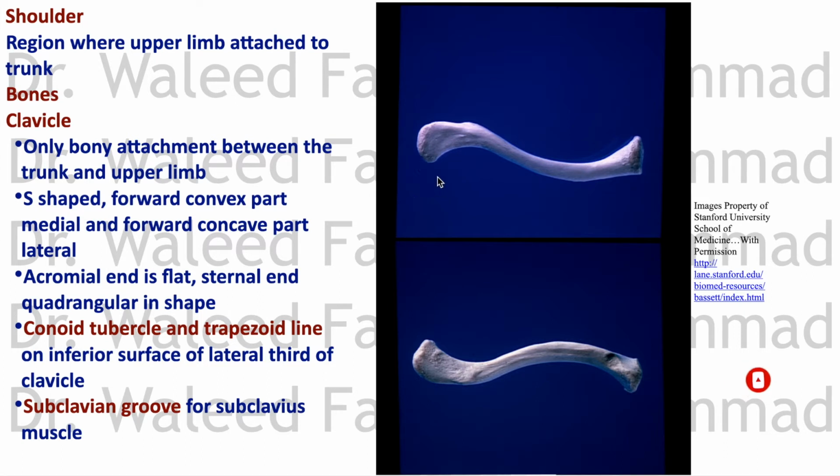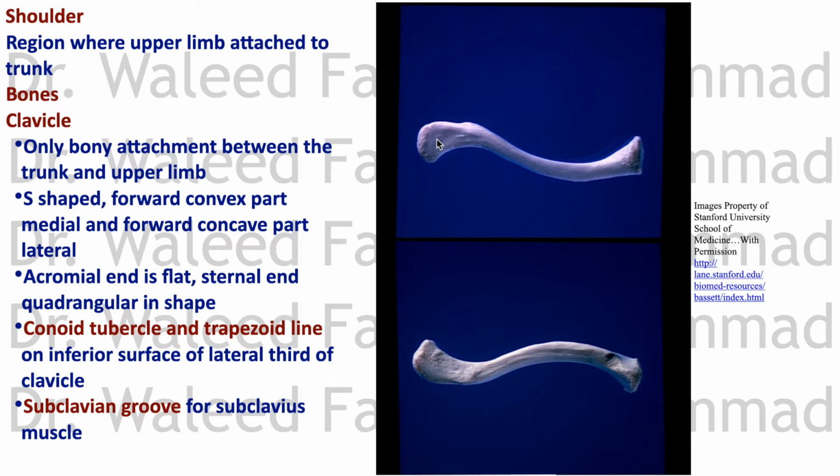The clavicle, the one you see here, this is the right clavicle, by the way, showing the superior surface and inferior surface. It's the only bony attachment between the trunk and the upper limb, through the sternoclavicular joint. It's S-shaped, as you can see here. Medially it's convex forwards and laterally it's concave forwards, or convex backwards. The sternal end is rounded and the acromial end is flat.